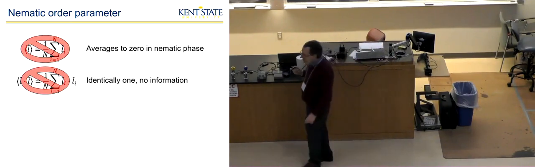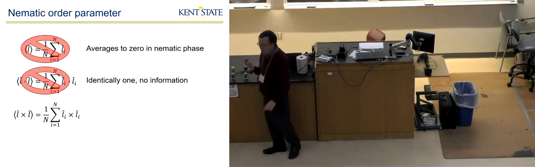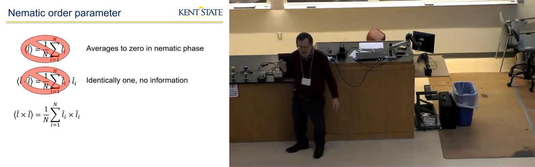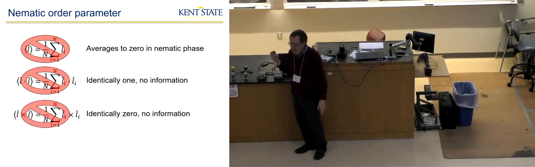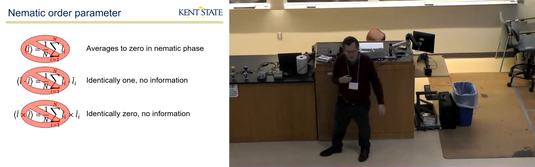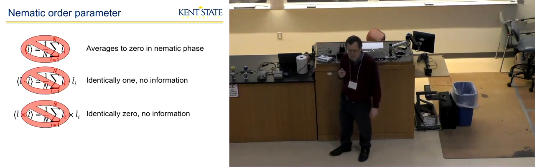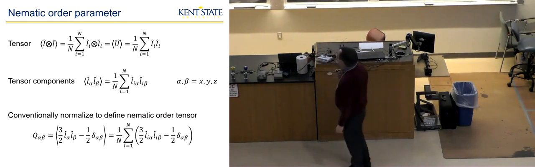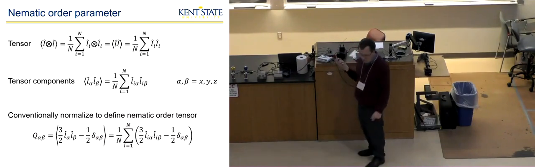Okay. So maybe you're thinking, oh, well, I know about the cross product. How about that? But that's no good either, because the cross product of a vector with itself is identically 0. So that doesn't carry any information either. Okay. What you need to do instead is to average the tensor product, right?